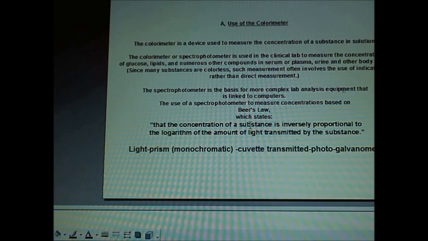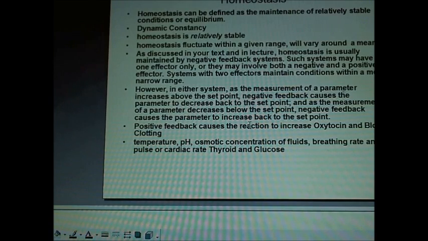Now we're going to go on to membrane transport and homeostasis. Homeostasis is defined as the maintenance of relatively stable conditions or equilibrium, or much shorter, a dynamic constancy. Homeostasis, again, is a relative value. It is not a set or a static value.